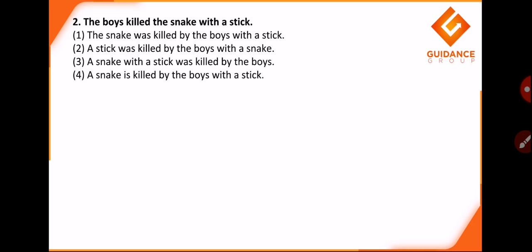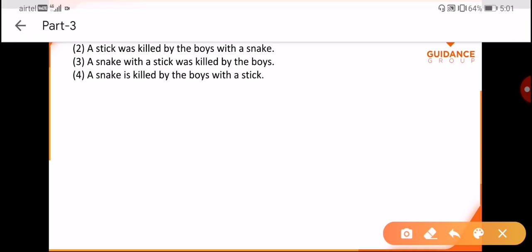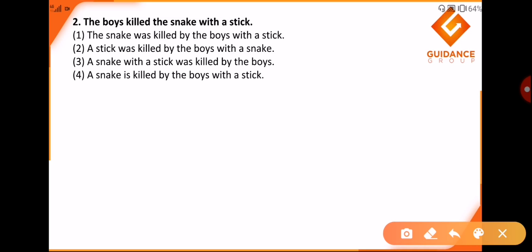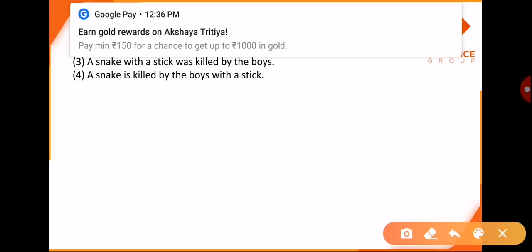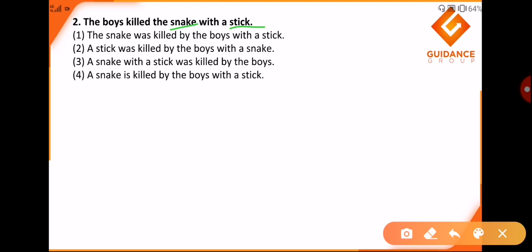The boys killed a snake with a stick. In this case, there are two objects. The snake is an object and stick is also an object. Now let us see how the options are given below. The snake was killed by the boys. Okay, was killed, fair. A stick was killed by the boys. That is absolutely ridiculous. Third one, a snake with a stick. How can a snake have a stick?